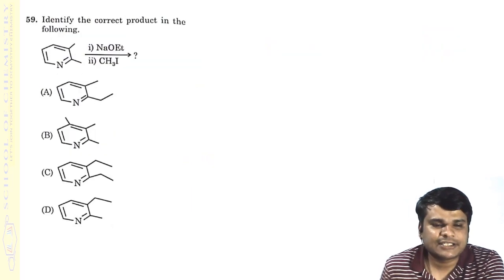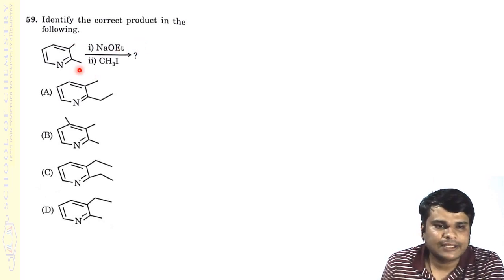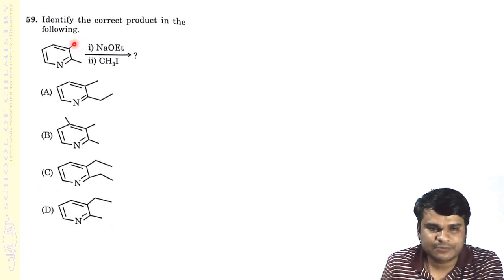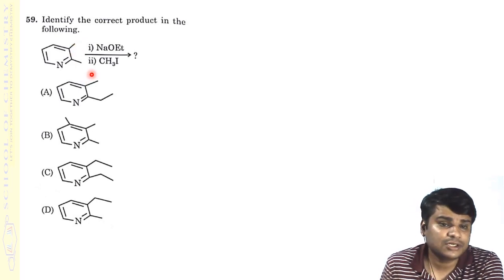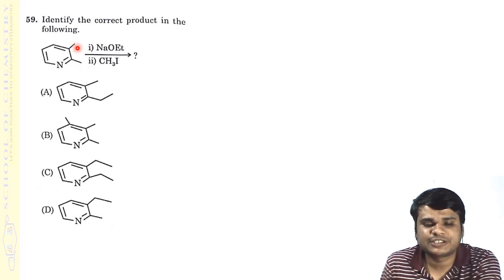Right, this is the next question. This is also simple. Even if you have basic knowledge of organic chemistry, this question can be answered. Sodium ethoxide is a strong base, so it will abstract a proton either from this methyl group or from this methyl group. Now the question is whether sodium ethoxide will abstract protons from this methyl group or from this methyl group. That depends on the product stability, right?